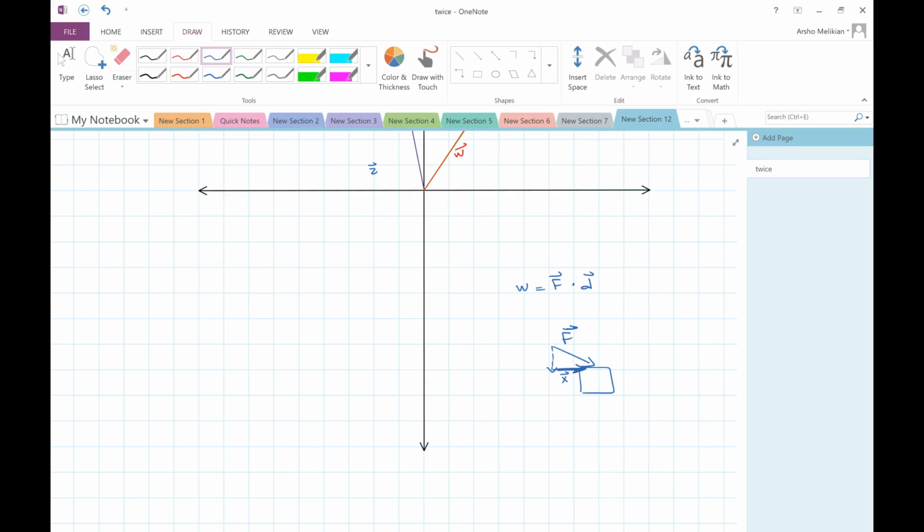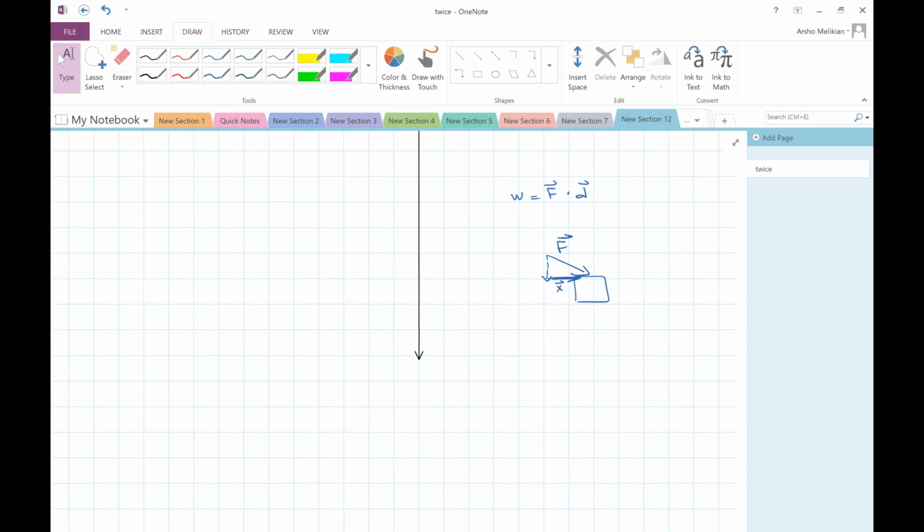Yeah, but it still doesn't take away from the fact that that component of the force is being applied to the work. You're still doing the same amount of work, no matter how much friction there is. That just affects the motion. All right?